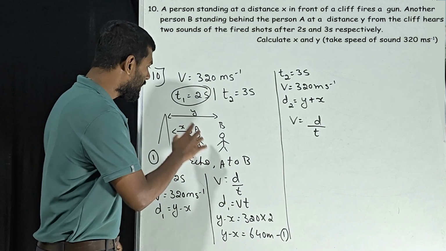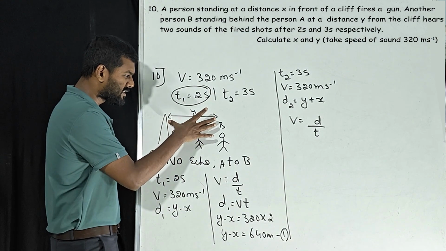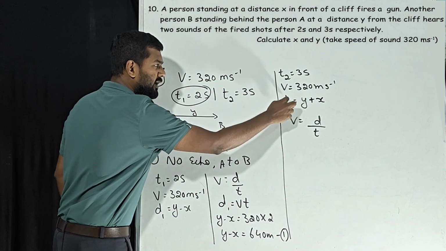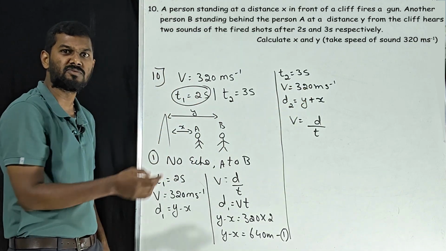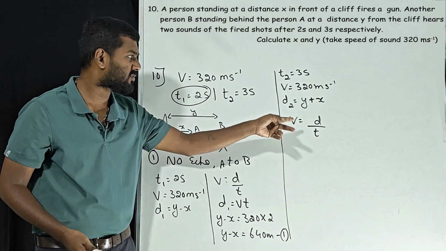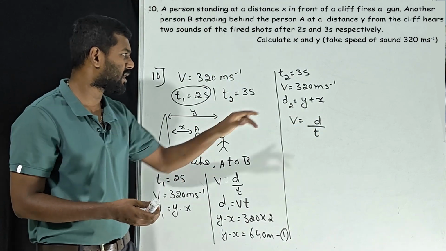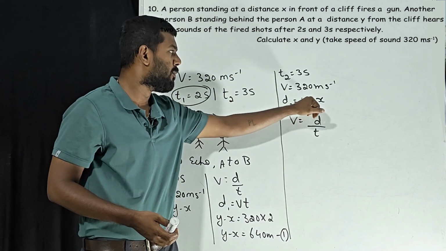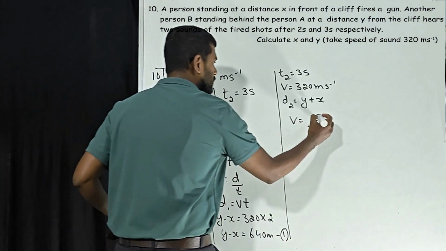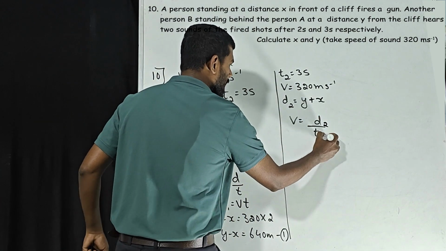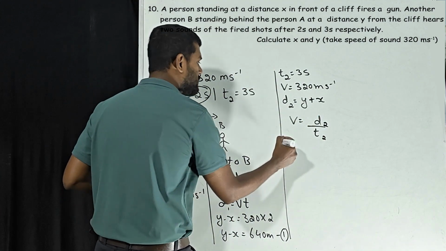But here, see, both the distances we are using, right? d2 is equal to y plus x, both the distances we have already added. That's why instead of 2d we are just taking d, because this complete d is both the distances. So this will be okay. And now we will substitute the values.